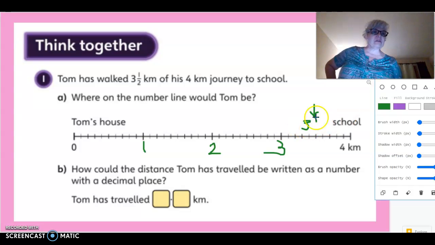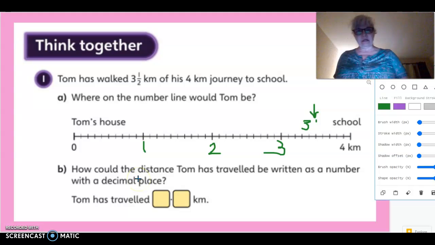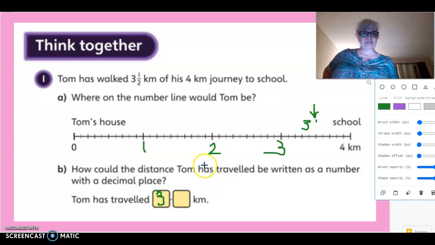All right, I'm actually not going to put that there, because I also want to notice, it also wants us to tell what this number is in decimals. All right, so I know that I've got 3 whole centimeters, and I've got 1/2 left over. So I'm going to put 3.1 here.